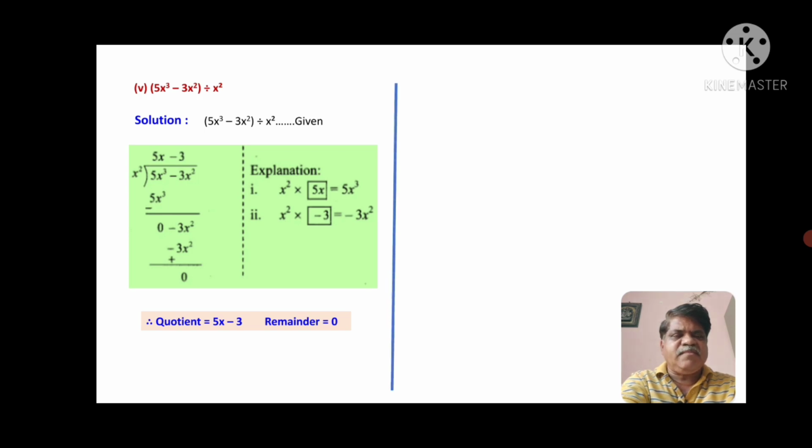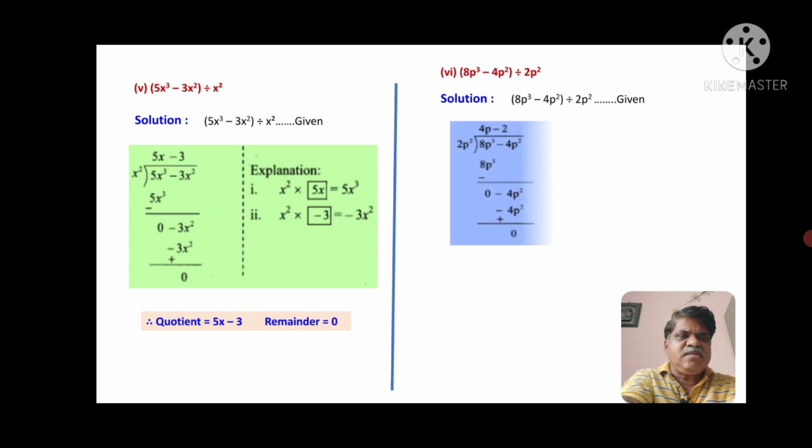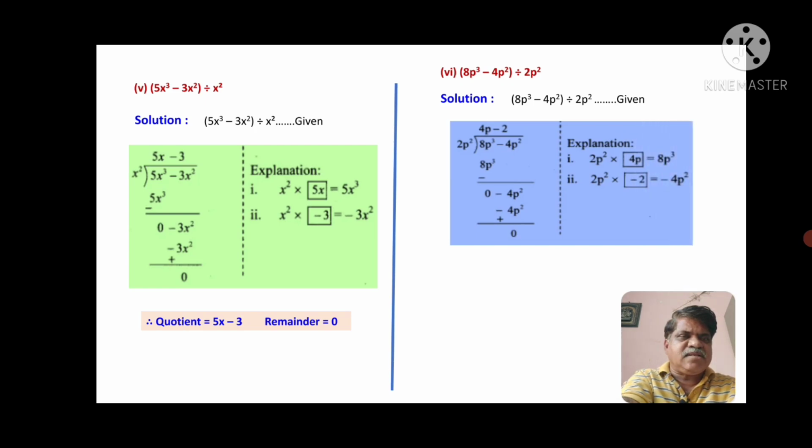Now let us consider problem number 6. Problem 5 we have completed. Now see problem 6: 8p cube minus 4p square divided by 2p square. Friends, here we could find that 8p cube minus 4p square, which is a dividend, is divided by 2p raised to 2. So the division can be shown in this way. In the first half you could see the division, and in the second half you could see the explanatory part. So here 8p cube minus 4p square is the dividend and it is divided by this 2p square, which is the divisor.